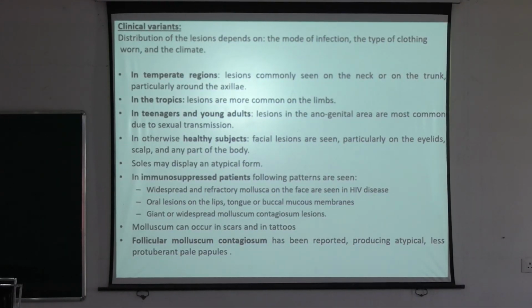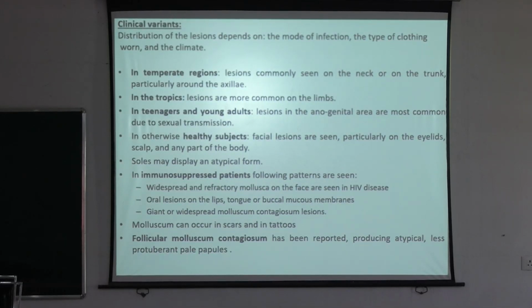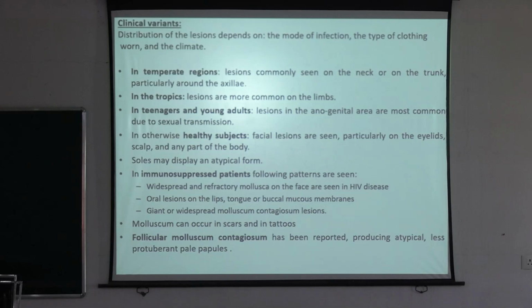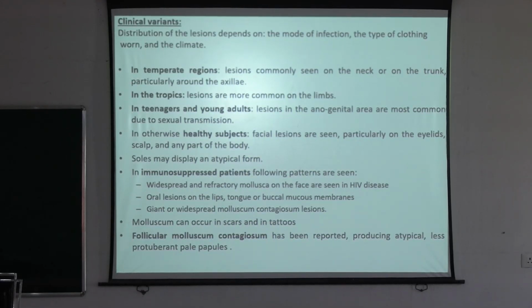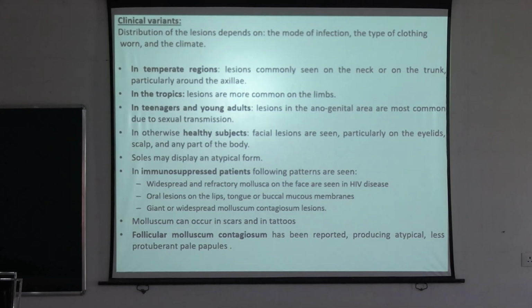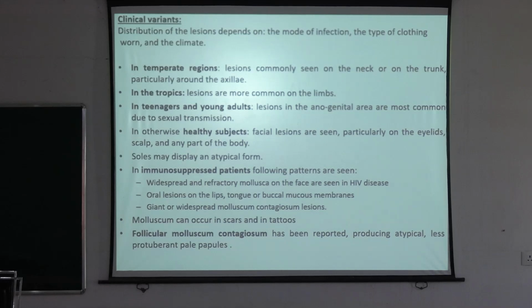In healthy subjects, facial lesions, particularly on the eyelids, scalp and soles, may display an atypical form. In immunosuppressed patients, widespread and refractory mollusca on the face are seen in HIV disease, with oral lesions on the lips, tongue and buccal mucous membrane, and giant or widespread molluscum lesions. These we find in immunocompromised and HIV patients.